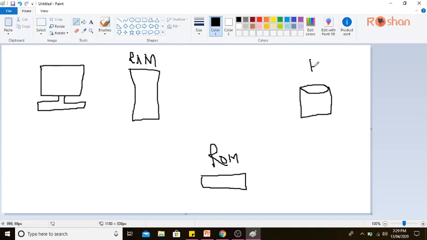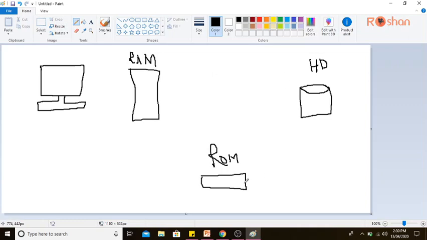This is the hard disk. Okay, so now what is the internal memory, primary memory, and what is the secondary memory? So once we start the computer, once we click on the start button, CPU start button, then what happens?